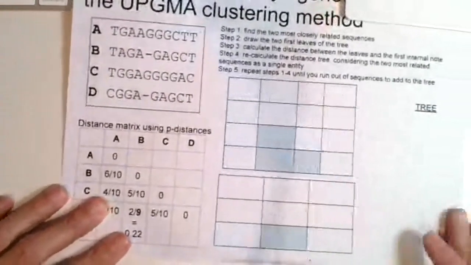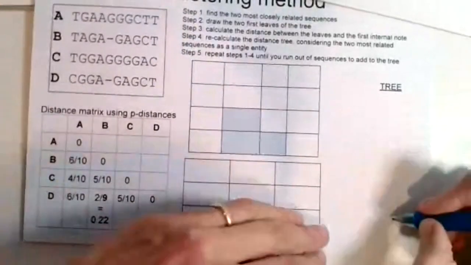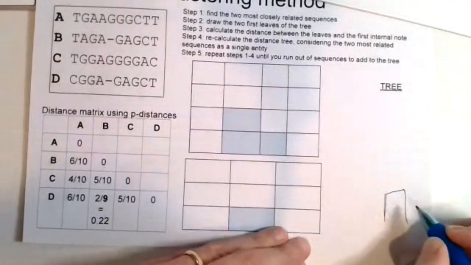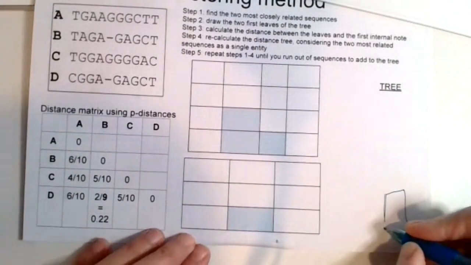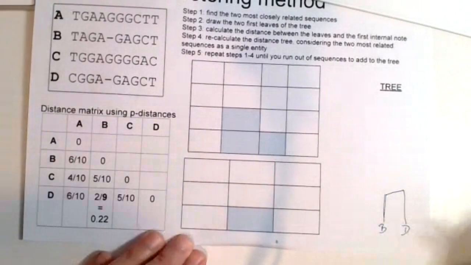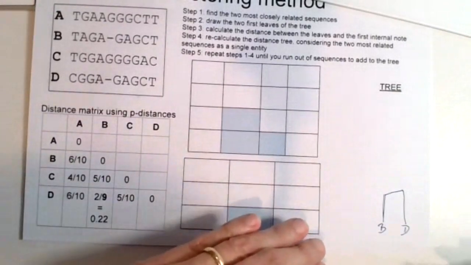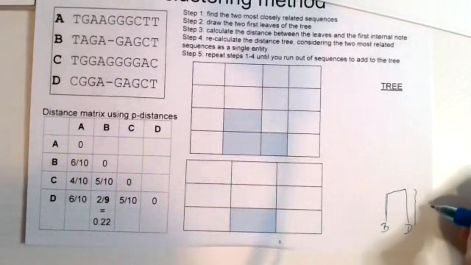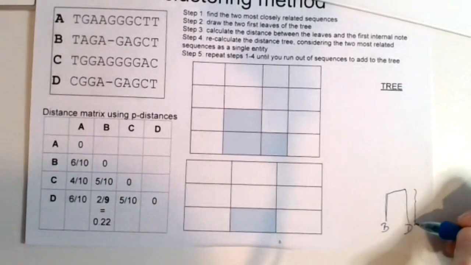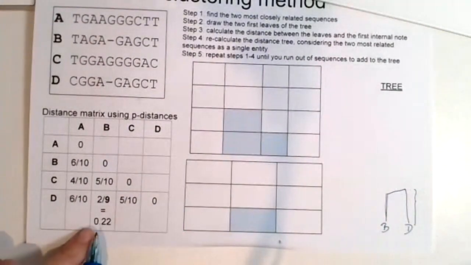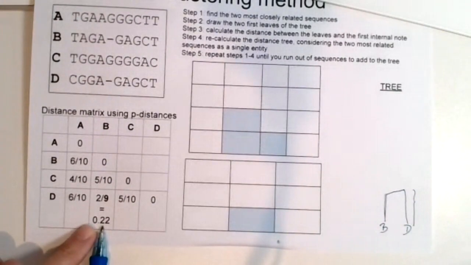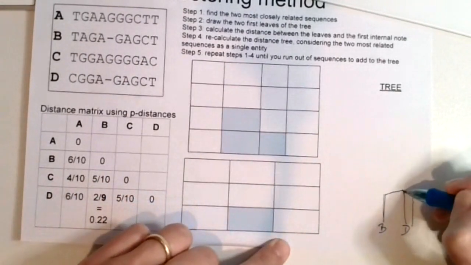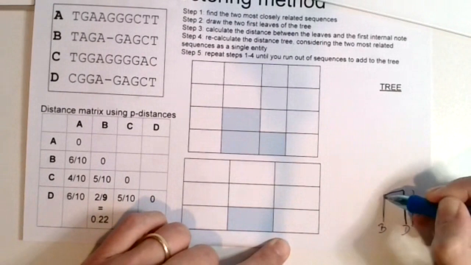So let's see, over here I make my tree. Okay, pretend this is straight. And my two most closely related are B and D. And I could write D and B, doesn't matter. This length here, the edge or branch length, is actually that number there, the 0.22. That's the distance between B and D. So this 0.22 is this plus this.